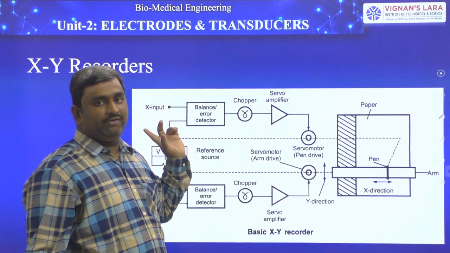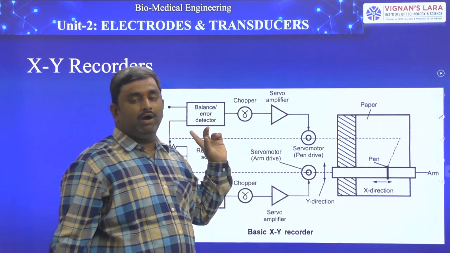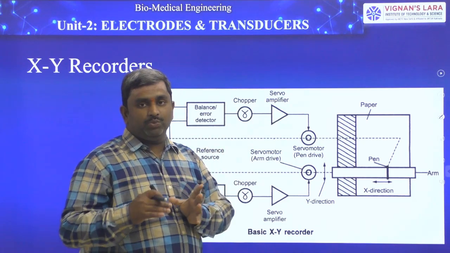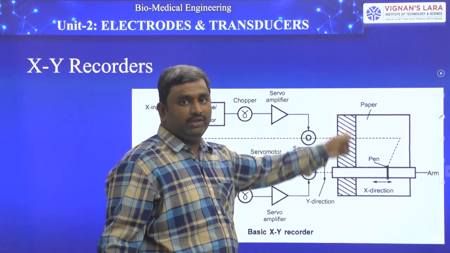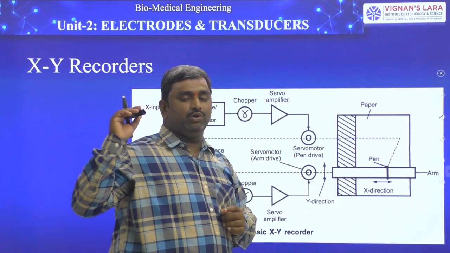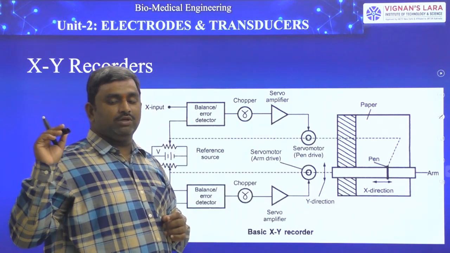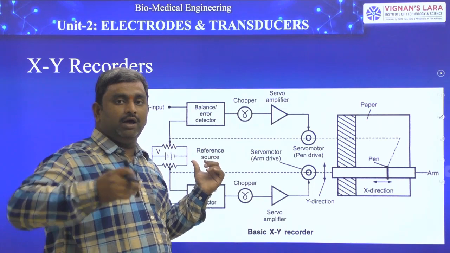So in the previous section I said that the arm is moving in the X direction. In this diagram, the arm is moving in the Y direction. The stylus is moving, as in the previous slide, in the vertical direction.